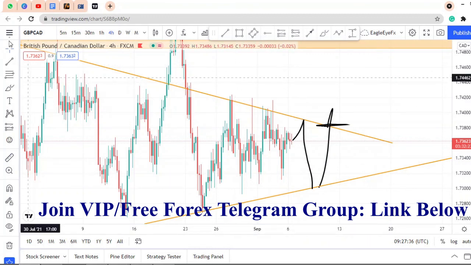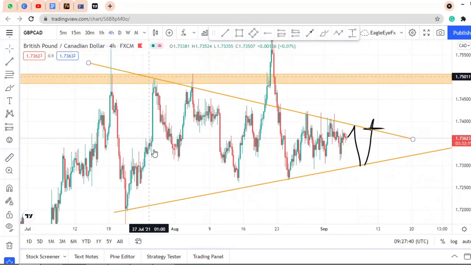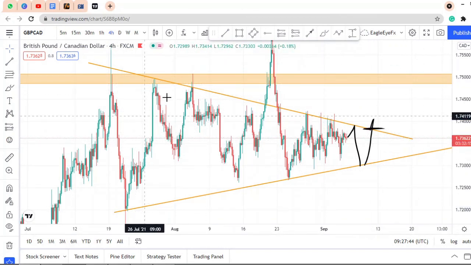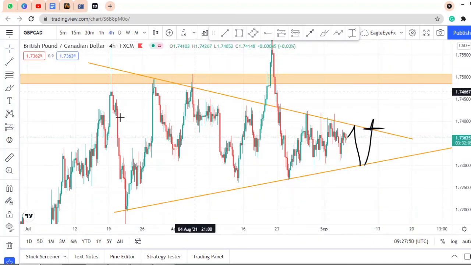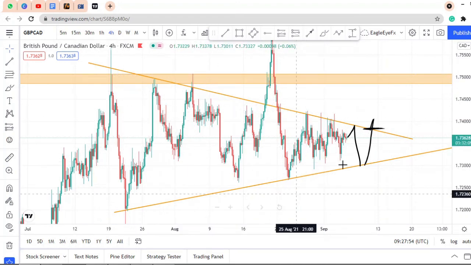All right, so for GBPCAD, it's not very clear because there's a lot of consolidation, and I can see a lot of decreasing triangles, and something of the sort. And you can see that even from the weekly time frame, it's as if GBPCAD is preparing for a breakout.